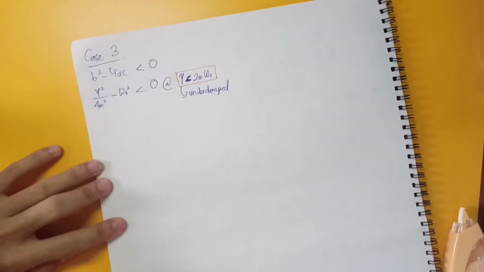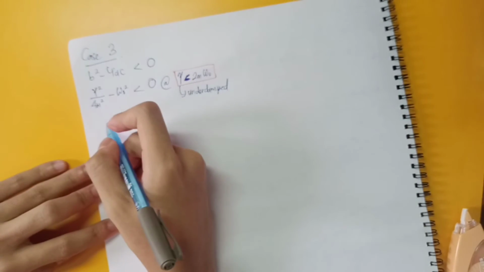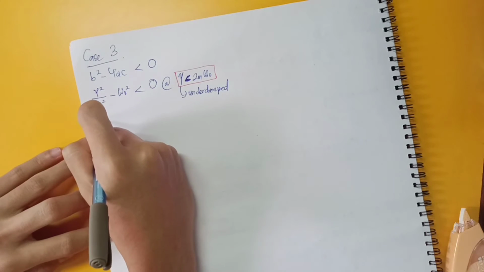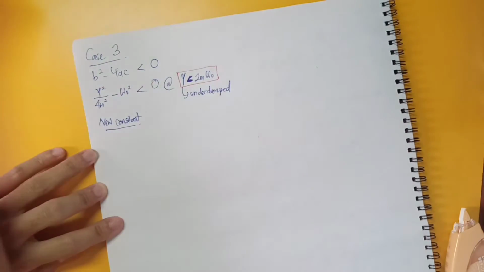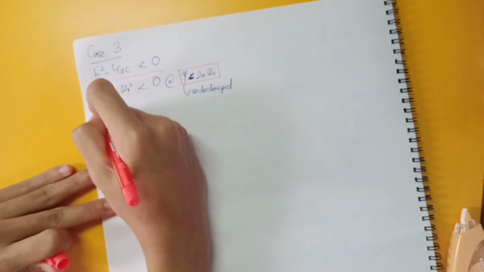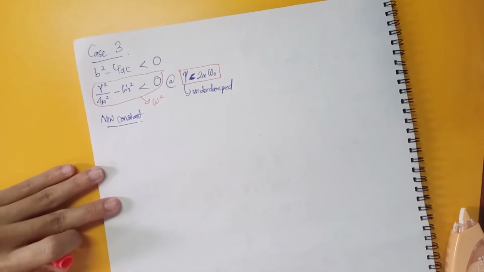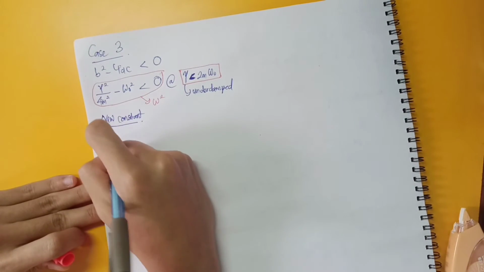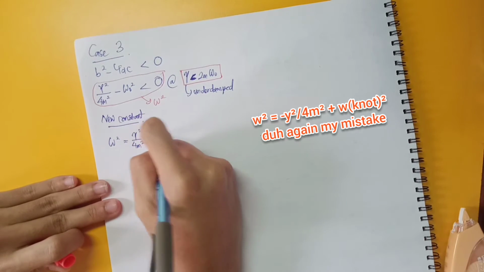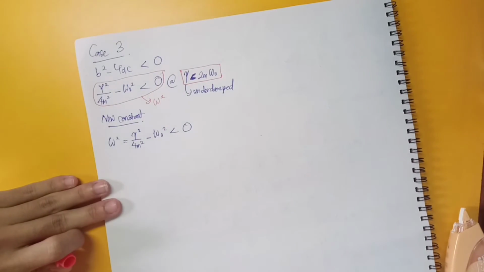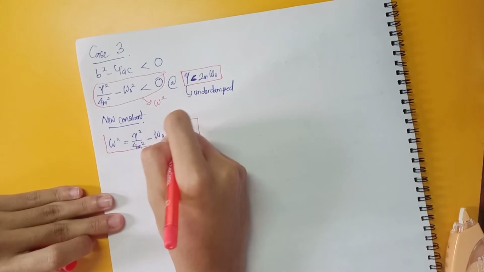Right now we want to define a new constant. They say that this one right here is equal to omega squared. So omega squared is equal to gamma squared over 4m squared minus omega naught squared, less than 0. Pretty simple. Not pretty simple actually. I almost died learning this.